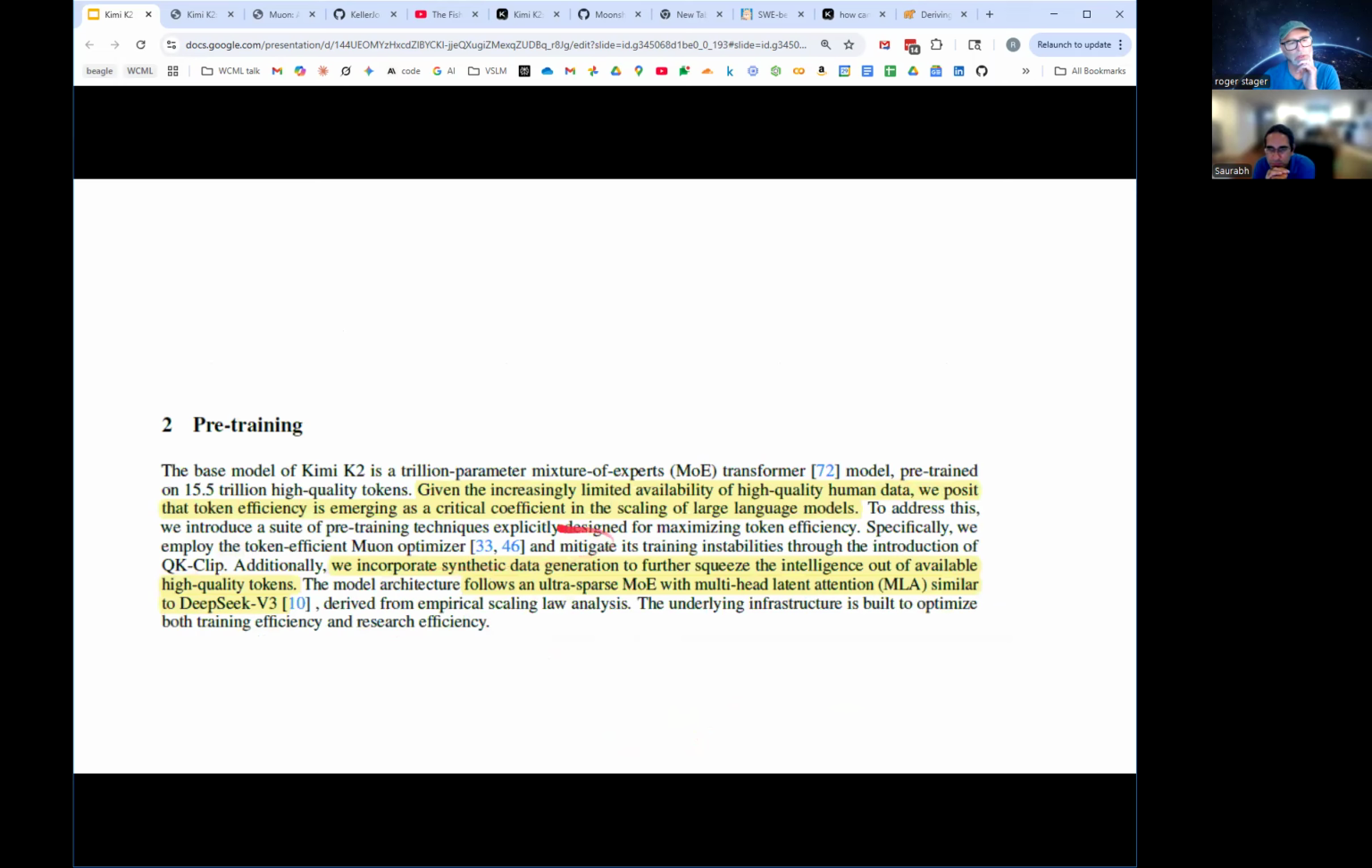I thought this was an interesting statement: given the increasingly limited availability of high quality human data, we posit that token efficiency is emerging as a critical coefficient in the scaling of large language models. So with larger language models, you need more data, and what they're saying is we're getting to a point where being able to use those tokens efficiently becomes an important aspect of the model or the training scenario. So they're going to be using synthetic data generation as a way to effectively increase that token efficiency.